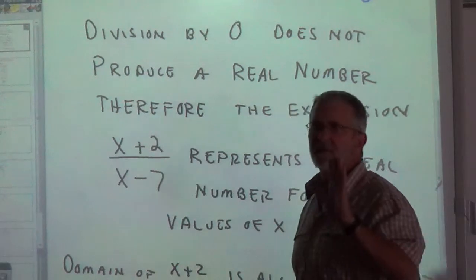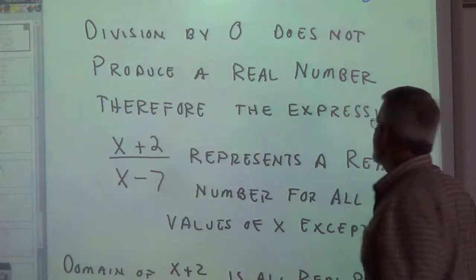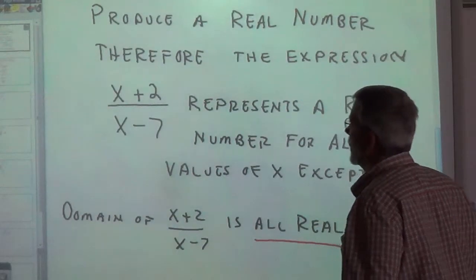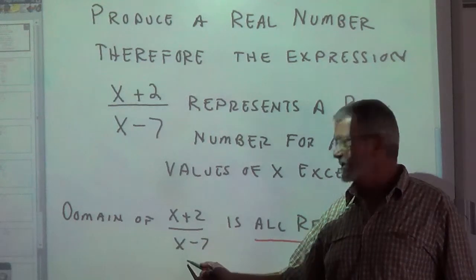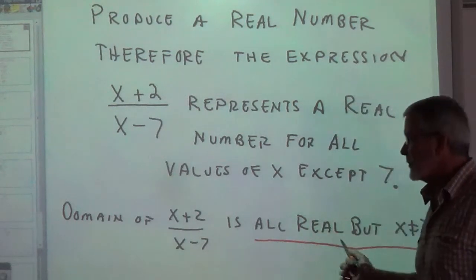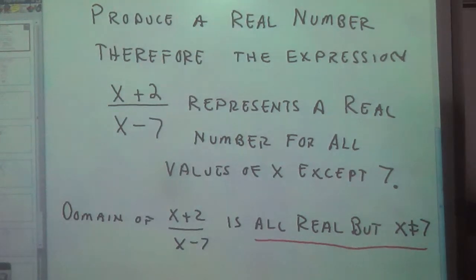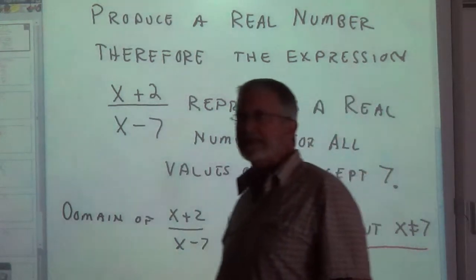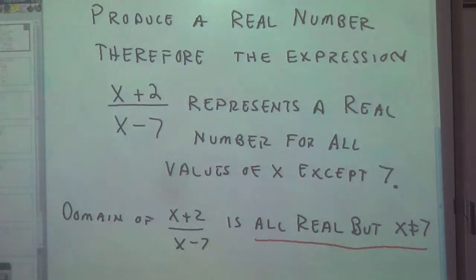So, very important topic. Not very difficult, but extremely important for us to wrap our heads around this. So therefore, we would say that the domain of the expression x plus 2 divided by x minus 7 is real numbers, but x does not equal 7. Easy enough. Easy topic, easy concept, extremely important.